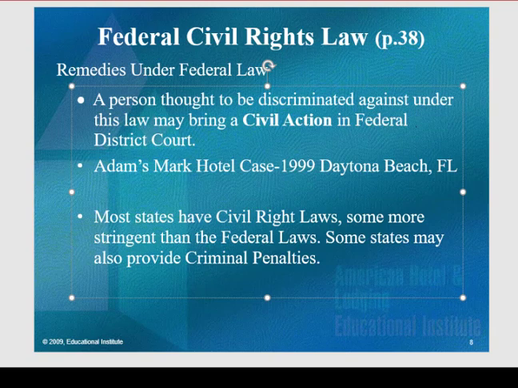In addition to civil actions brought by individuals, the Attorney General of the United States is authorized to bring civil action if there is, quote, "reasonable cause to believe that any person or group of persons is engaged in a pattern or practice of resistance to the full enjoyment of any of the rights provided by Title II," and especially if the case is of general public importance.